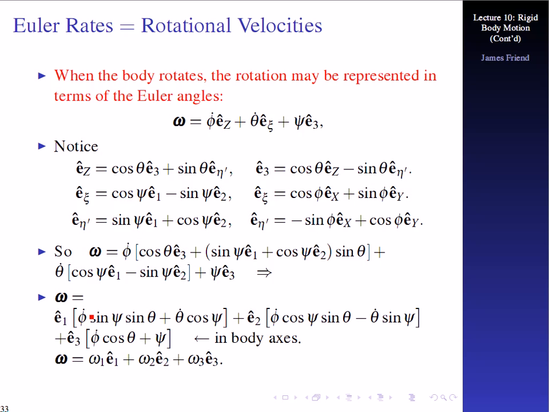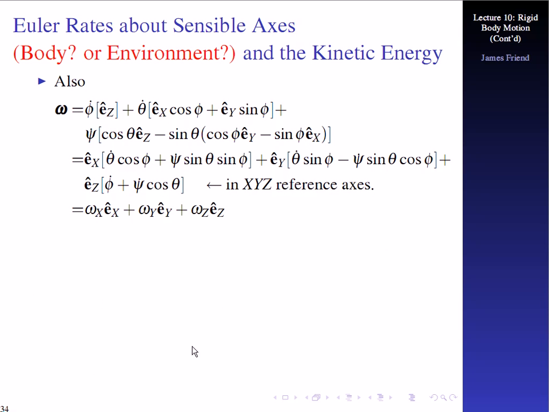Omega is equal to e sub 1 times quantity phi dot sine psi sine theta plus theta dot cosine psi, plus e sub 2 times phi dot cosine psi sine theta minus theta dot sine psi, plus e sub 3 times phi dot cosine theta plus psi dot, in the body axes. What are the body axes? These are the axes that are going around with the rotating body. Okay, so omega 1 e1, omega 2 e2, omega 3 e3.